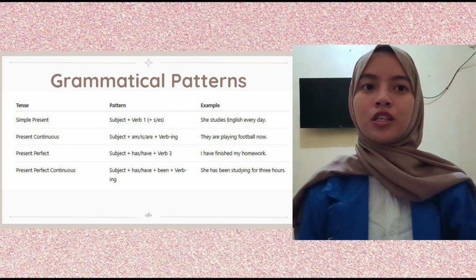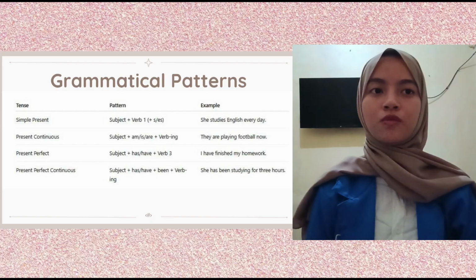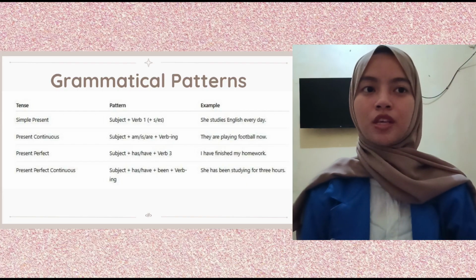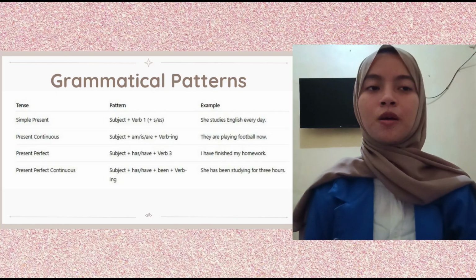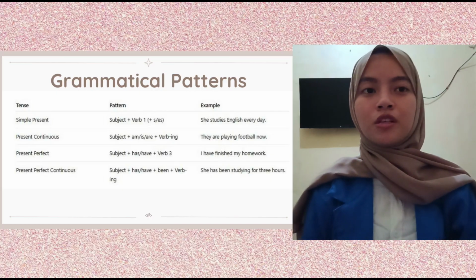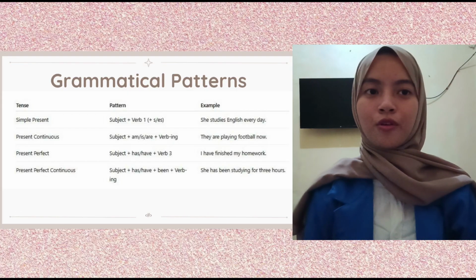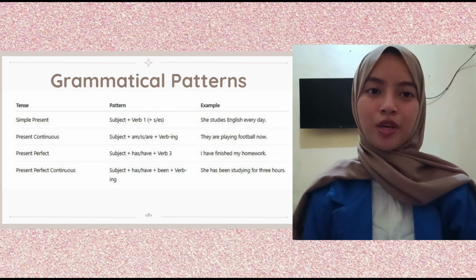For example, simple present uses subject plus verb 1. Present progressive uses subject plus am, is, or are plus verb-ing. Present perfect uses subject plus has or have plus verb 3. Past perfect progressive uses subject plus had been plus verb-ing.